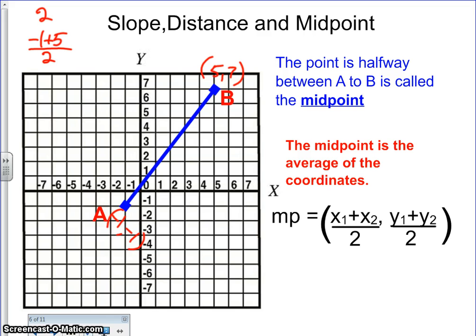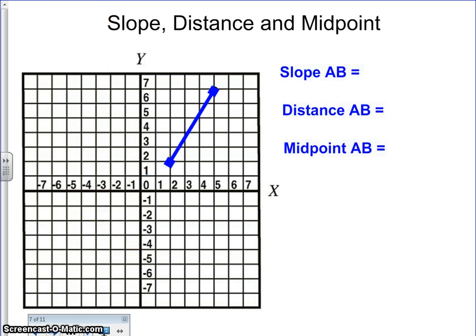And then we're going to do the exact same thing with the y's. The y coordinates are -1 and 7. So it's going to be -1 plus 7 divided by 2. -1 plus 7 is 6, and 6 divided by 2 is 3. So the midpoint is going to be the point 2, 3. Let's check it out and see if it looks right. We go over 2 and up 1, 2, 3. Voila! There's the midpoint on the graph. So right now what I want each of you to do is to take a few minutes and study this one and tell me the slope, the distance, and the midpoint.